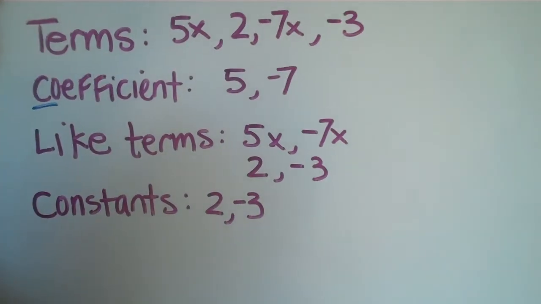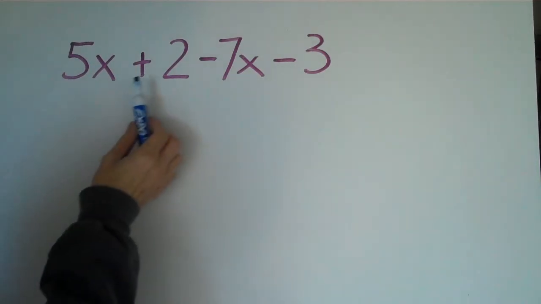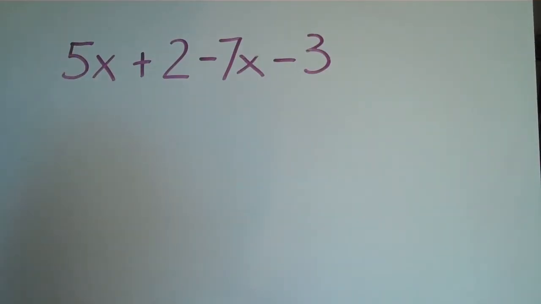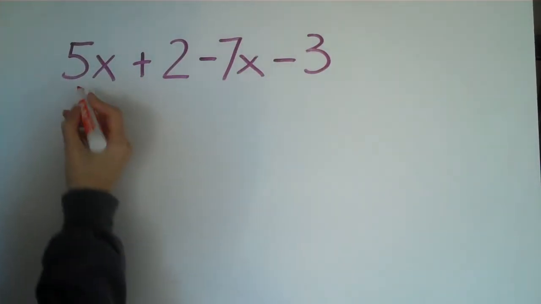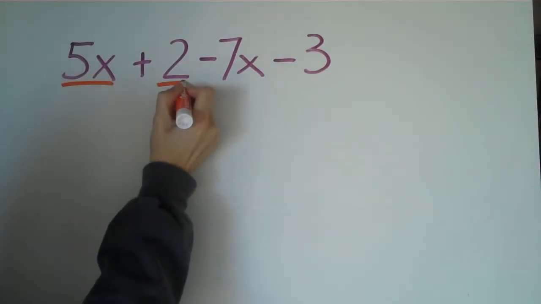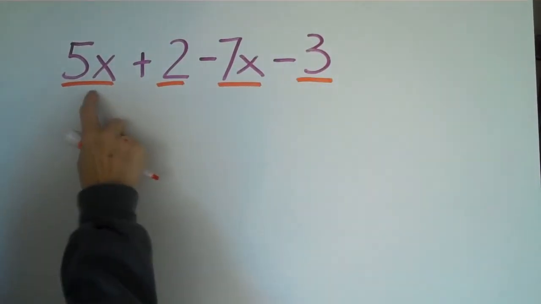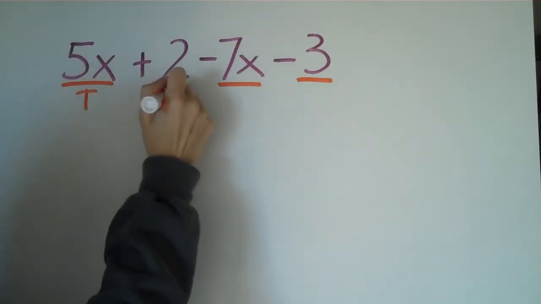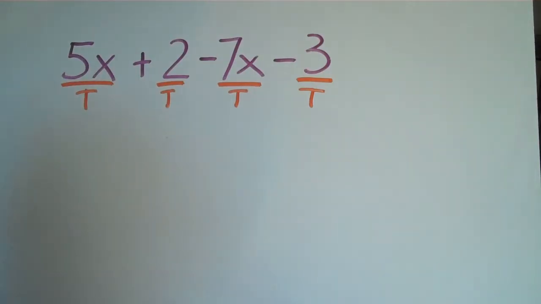Okay, so let's look at a couple examples. In this example, we have 5x plus 2 minus 7x minus 3. Let's pick this apart a little bit. What are the terms? Well, the terms would be anything in between the operations. 5x is a term, 2 is a term, 7x is a term, and 3 is a term. Anything in between the operations. Okay, so these are all terms. I'm just going to write a T under each one.